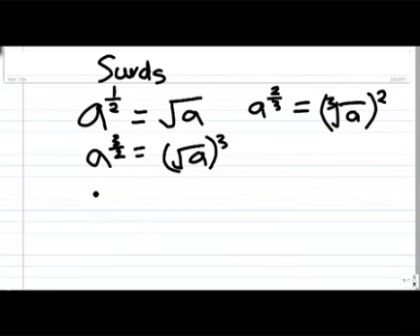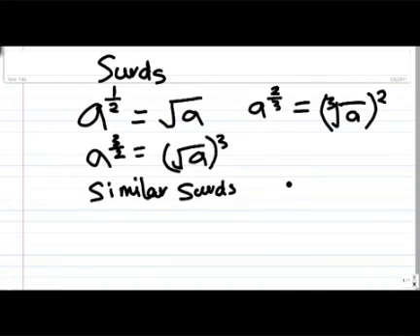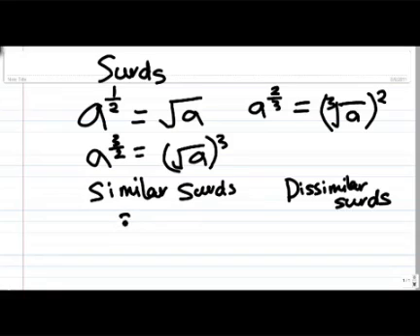Now surds can be similar. Let me just write. There are two categories of surds: similar surds or dissimilar surds. Square root 3 and 5 square root 3 are similar surds. It's got a common element, root 3.